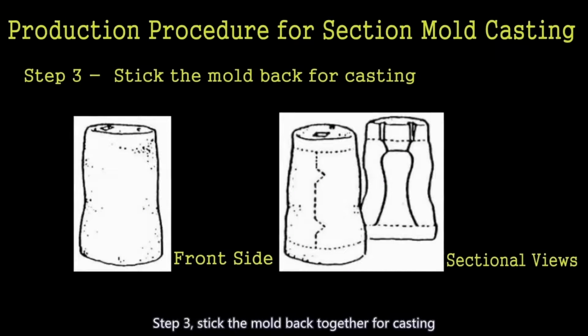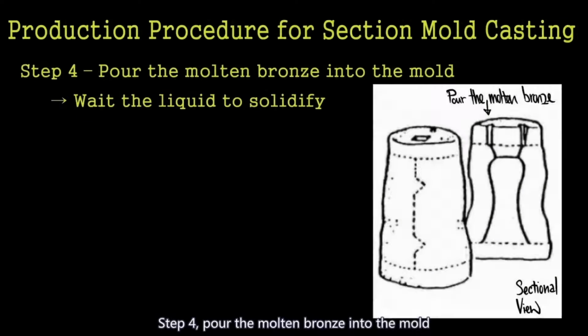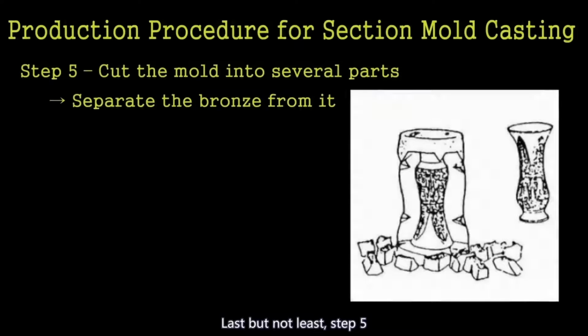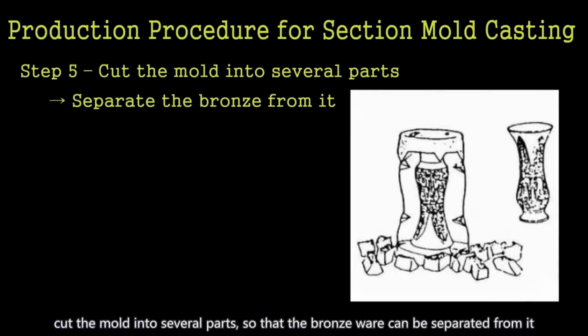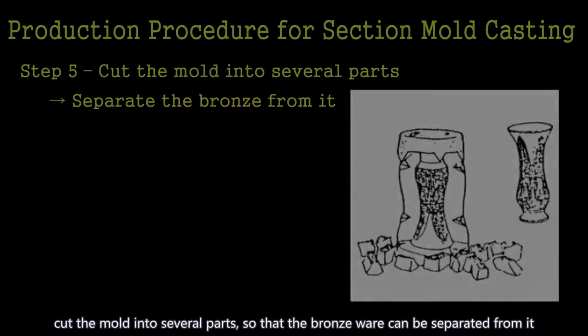Step 3. Stick the mold back together for casting. Step 4. Pour the molten bronze into the mold. Wait for the liquid to solidify to become a bronzeware. Last but not least, Step 5. Cut the mold into several parts so that the bronzeware can be separated from it.